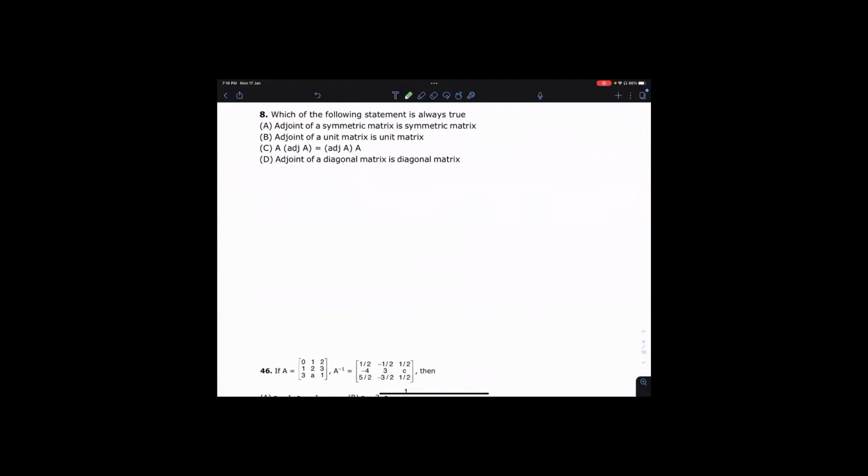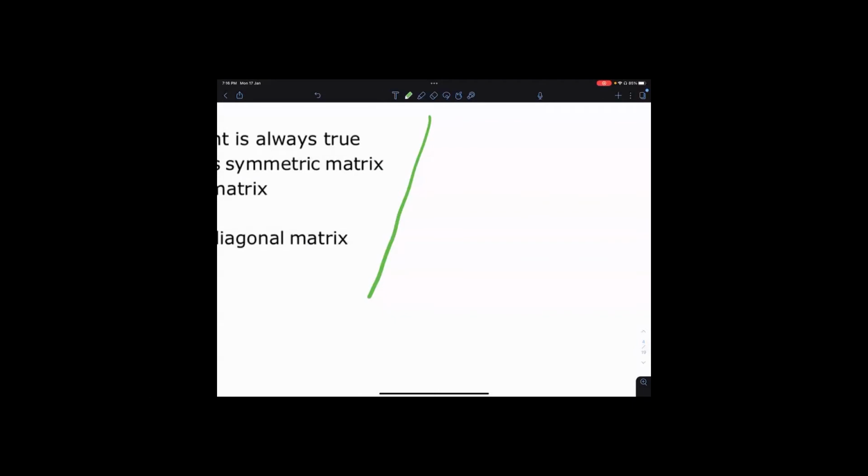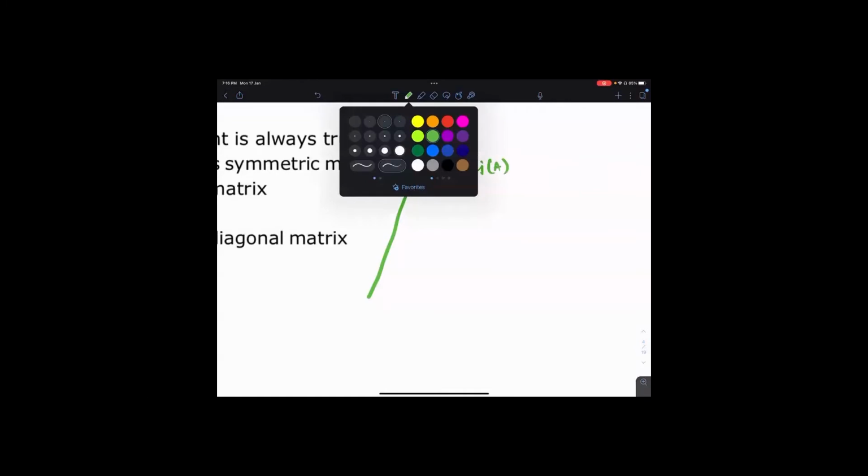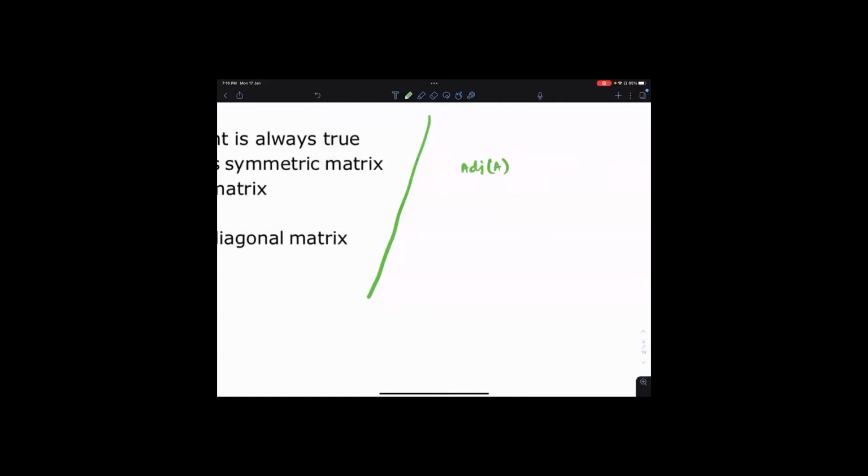Coming to this, which of the following statements is always true? Something they have given about adjoint. So I want to revise what is meant by the adjoint of a matrix. You have to know about adjoint; I can't explain the definition now because of time, you will understand it yourself. But what we do with adjoint is, if you want to find the inverse of any matrix, you find the adjoint of that matrix divided by the determinant of that matrix.